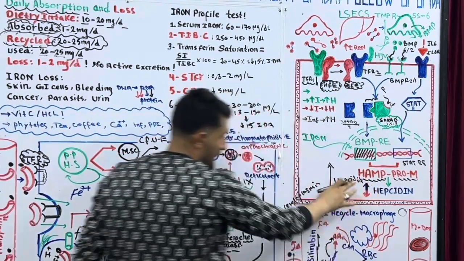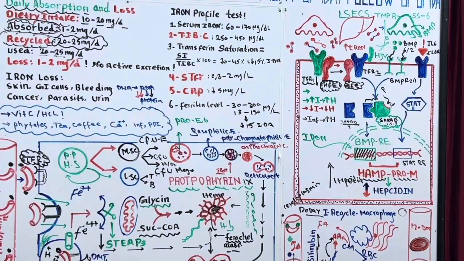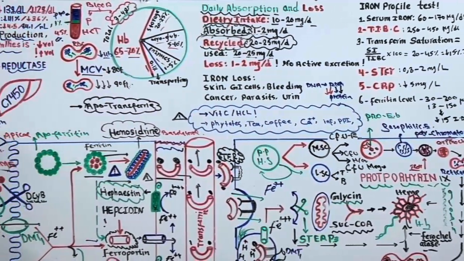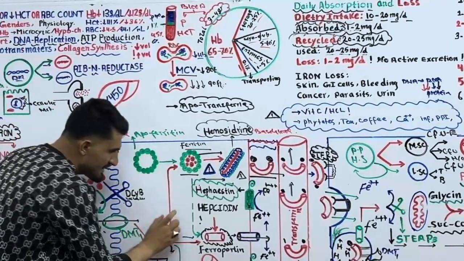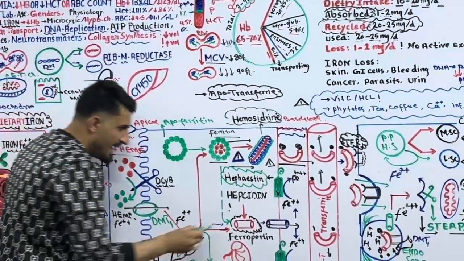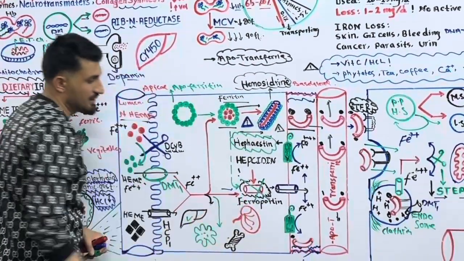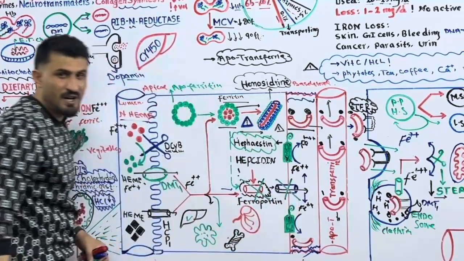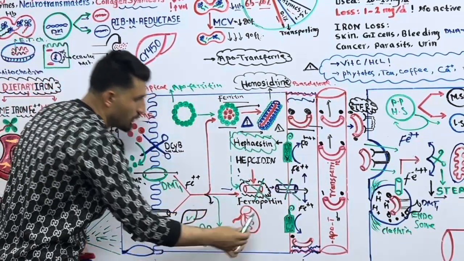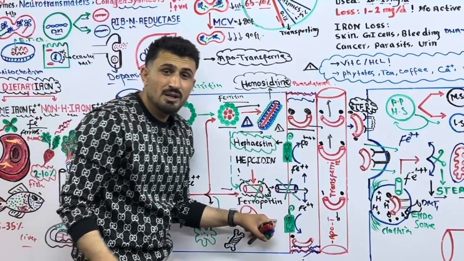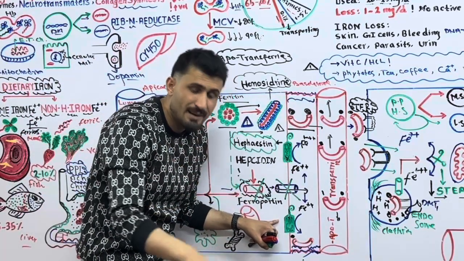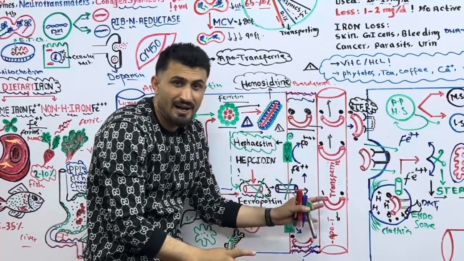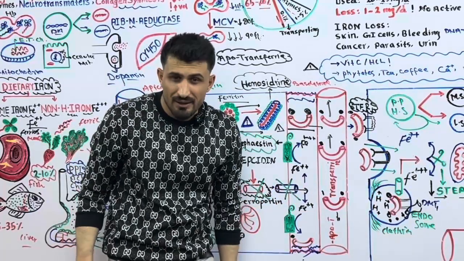Listen to me carefully. This high amount of hepcidin comes here to the enterocytes, and inside the enterocyte it degrades the protein which is called ferroportin, and it suppresses the expression of this protein. Now we have a lesser amount of ferroportin, and we cannot transport iron to the blood; we cannot absorb iron into the blood.